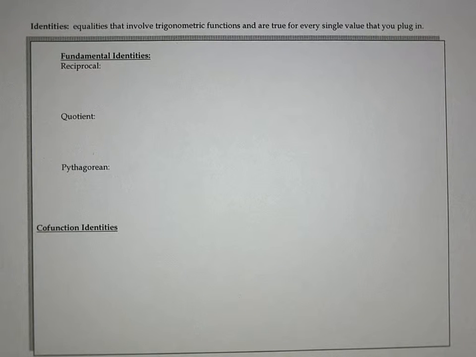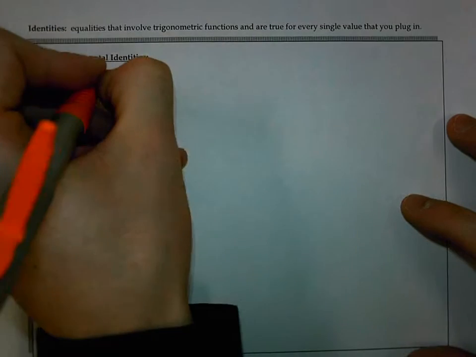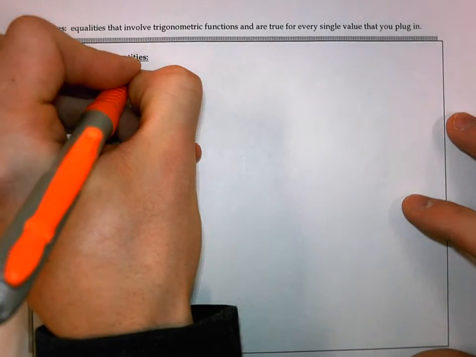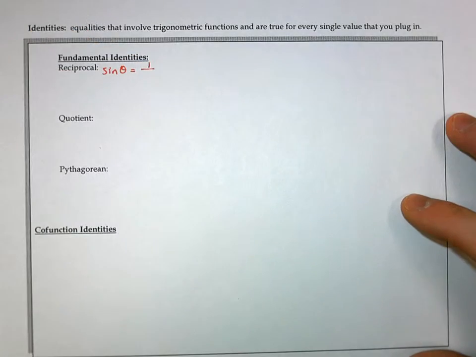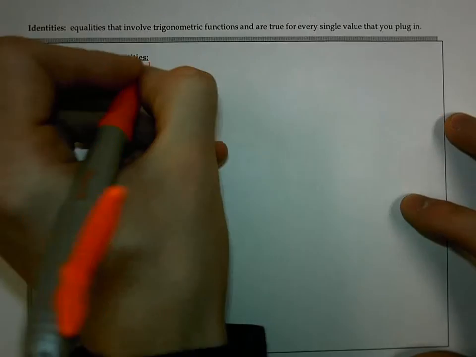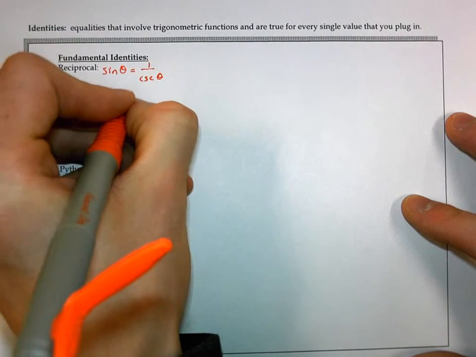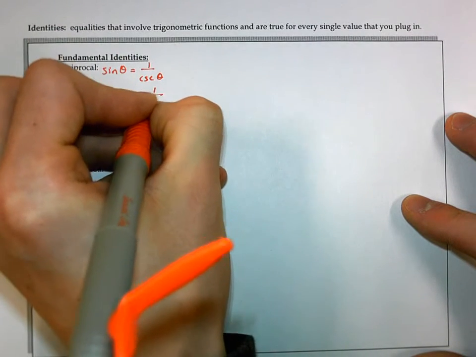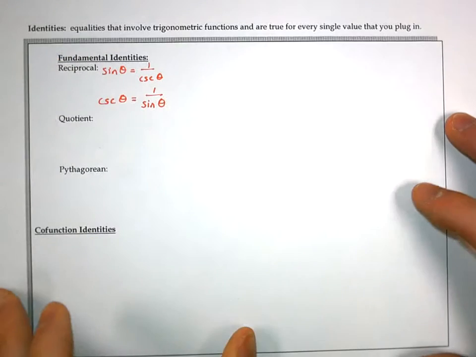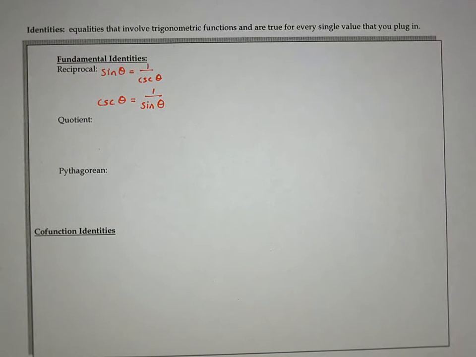So then to summarize all these identities, everything that we've done so far, let's just go through it. First of all, reciprocal is 1 over one of the functions. So if I've got the sine of theta, that's the same thing as 1 over the cosecant of theta. And then the cosecant of theta is then tied to 1 over the sine of theta. So there's the first set of reciprocal identities.